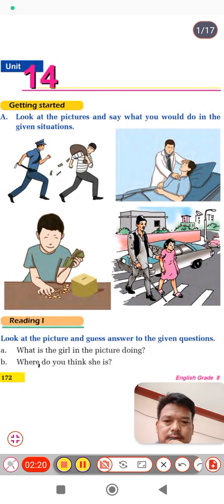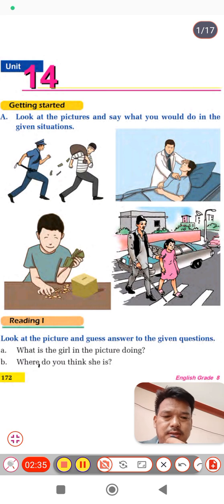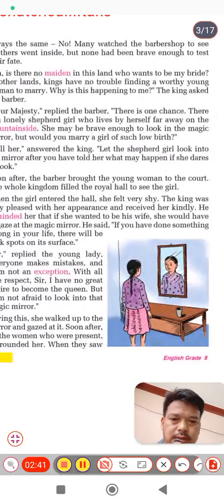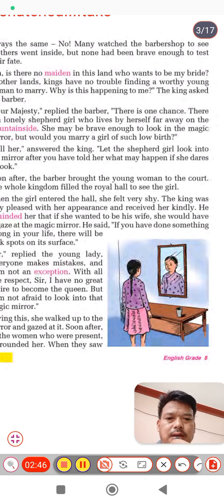In Reading First, look at the picture and guess the answers to the given questions. Question A: what is the girl in the picture doing, and where do you think she is? So let's move to the picture first, then we discuss. This is the picture, students. Here we have a girl. She is gazing at the mirror. She might be inside a room. Yes, she is gazing at the mirror.